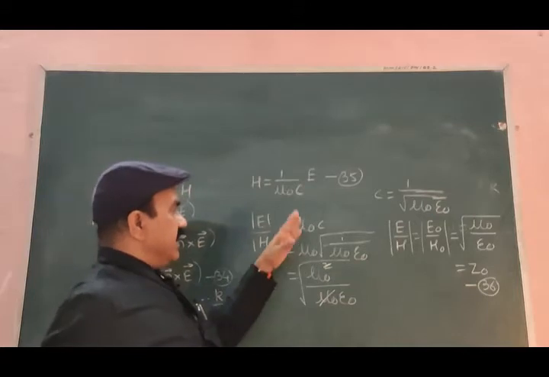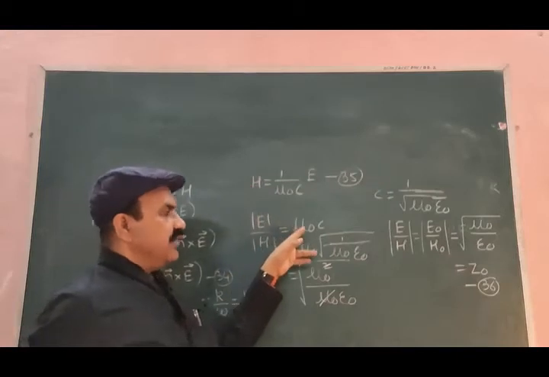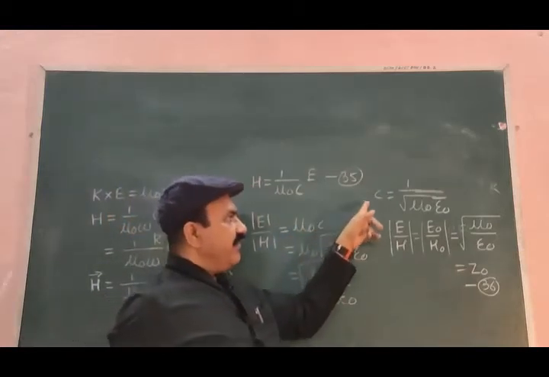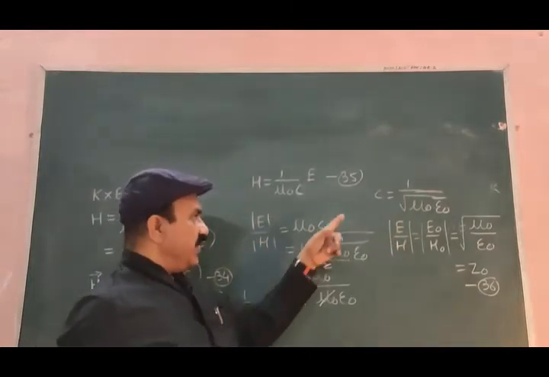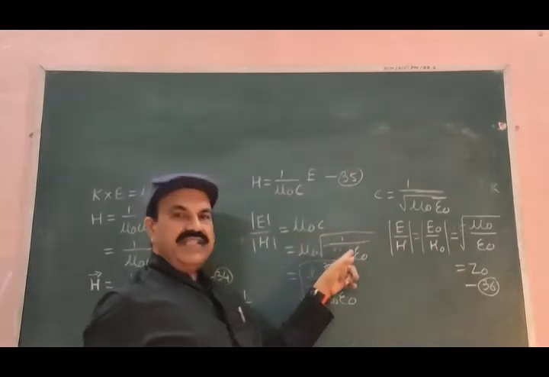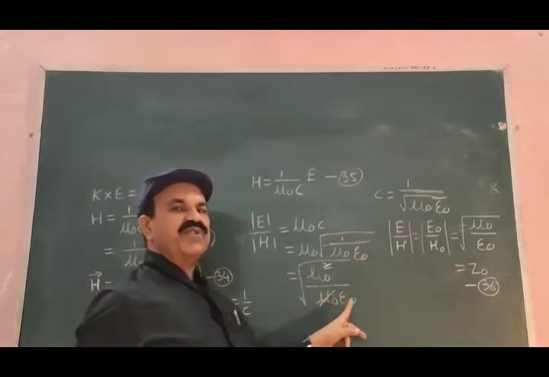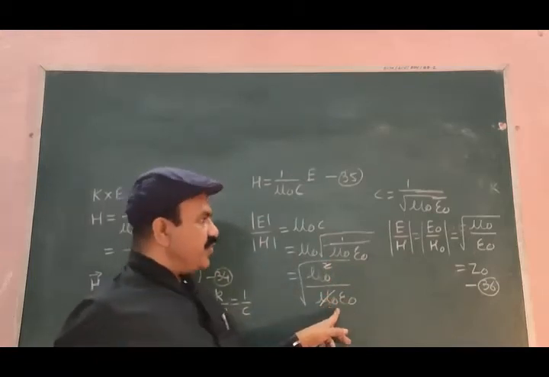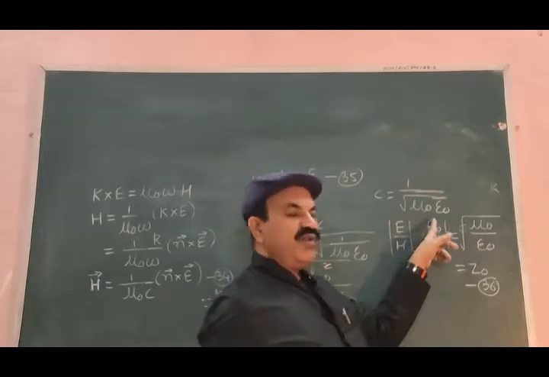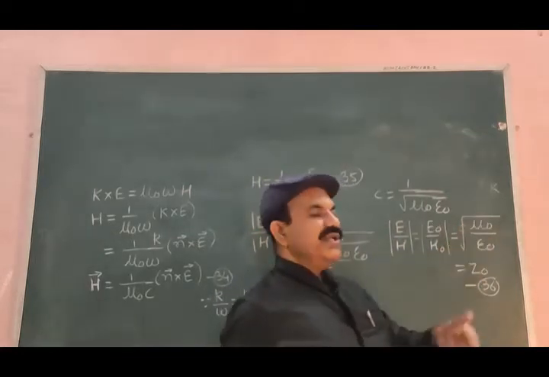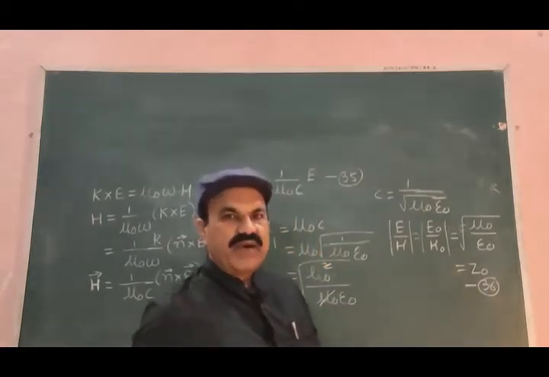So taking the ratio of modulus of electrical component to magnetic component, we got mu 0 C, but from the same article, C is 1 divided by square root of mu 0 epsilon 0. If we put this value of C here, this will be the equation. Take this mu 0 inside, mu 0 squared divided by mu 0 epsilon 0, this square gets cancelled with this mu 0, and what we got is modulus of E by H is equal to modulus of E0 by H0 is equal to square root of mu 0 by epsilon 0, that is Z0, equation number 36.